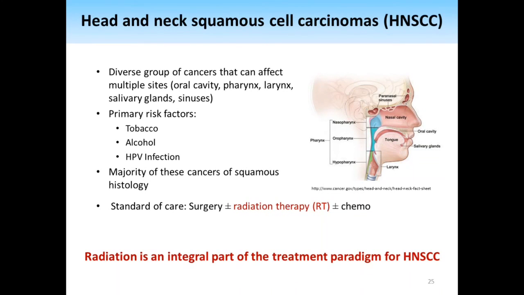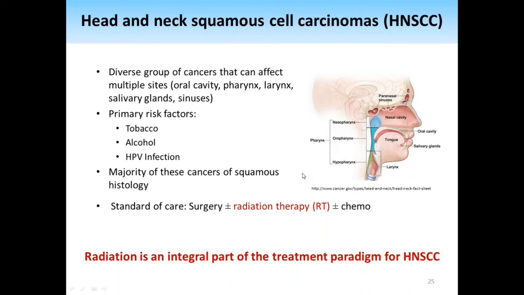Head and neck cancers are a diverse group of cancers that affect multiple sites within the head and neck region, ranging from the oral cavity to the pharynx, larynx, salivary glands, and the sinuses. As many of you know, the primary risk factors of head and neck cancer involve tobacco and alcohol use, and more recently HPV infection has also been implicated as a risk factor. The majority of these cancers develop in the epithelial cells, which line the mucosal surfaces in the head and neck regions, and they're therefore referred to as head and neck squamous cell carcinomas.